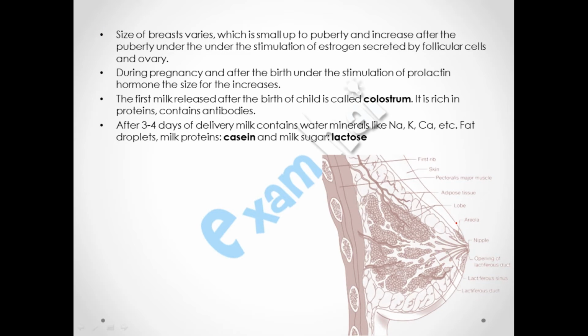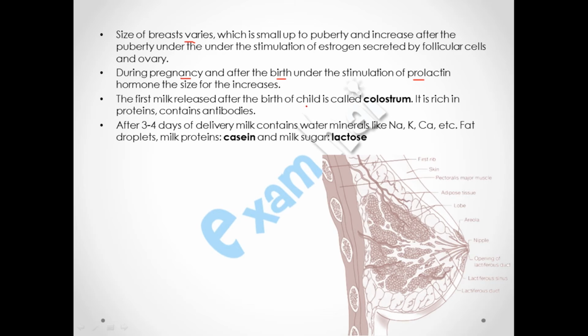Okay. So the size of the breast varies. Up to puberty, the size is small, and after puberty, when hormonal changes occur inside the ovaries, the size of the breast gradually increases. But during pregnancy and after birth, the secretion of the prolactin hormone takes place. This prolactin hormone is helpful for the secretion of milk, and due to this prolactin hormone, the size of the breast increases.